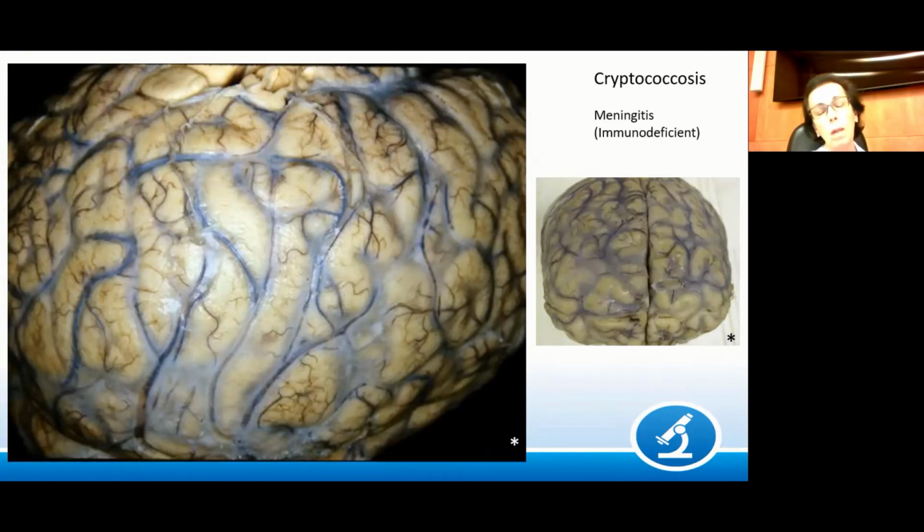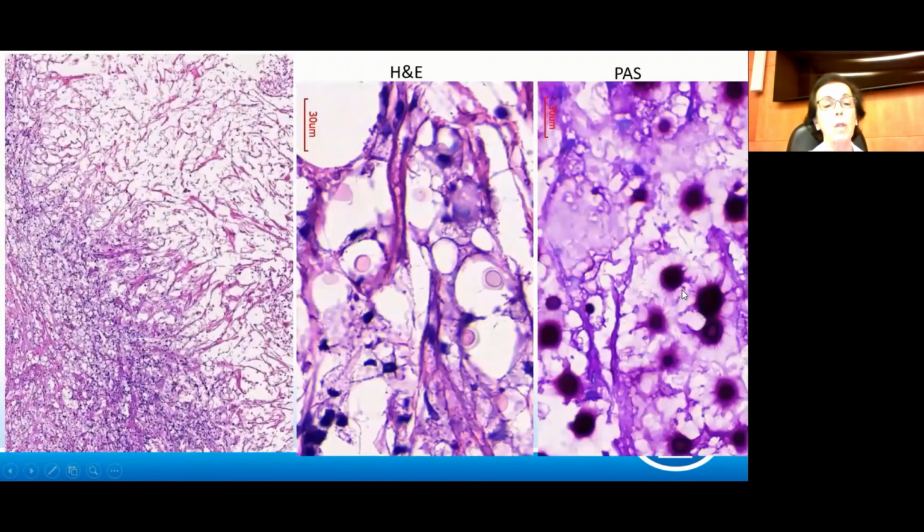It can be at the base, and at the convexity is usually white, slippery, gelatinous because of the appearance of the contents of the fungus. So we can have two cases here. And histologically, sometimes there is inflammation, but usually in very immunodeficient patients, we don't see too much inflammation.